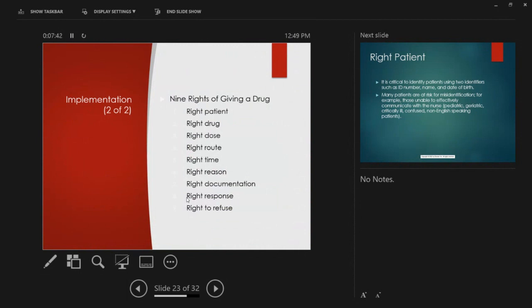Right reason, right documentation, right response, and right to refuse. We use the right documentation to record that the dose has been given. We then monitor the patient to assess for the right response. The final right is that the patients have the right to refuse the drug.